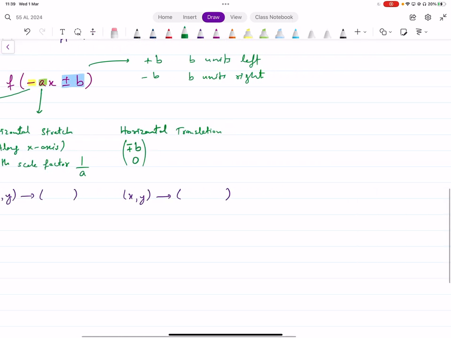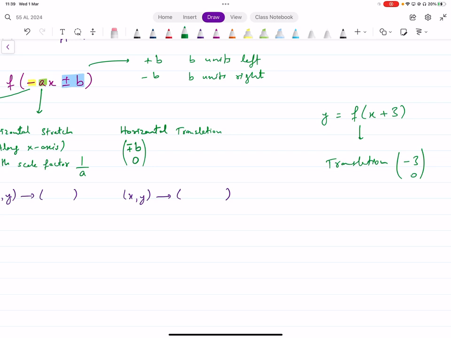If you have a function like y equals f of x plus 3, what would be the translation vector for this? Translation vector is going to be minus 3, 0.